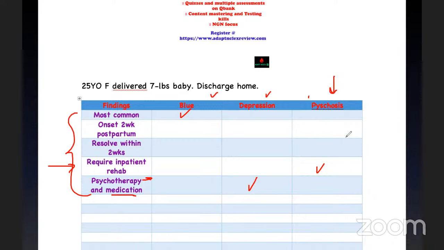And the one that will resolve within 2 weeks is always postpartum blues, right? And then onset within 2 weeks is a psychotherapy.